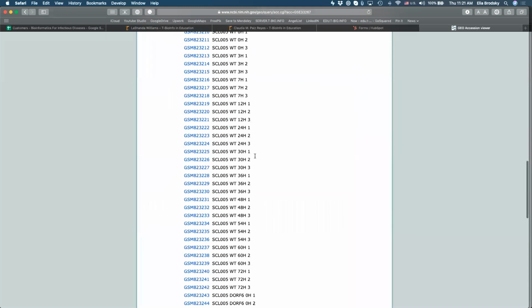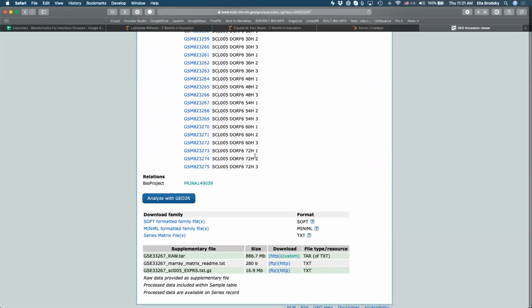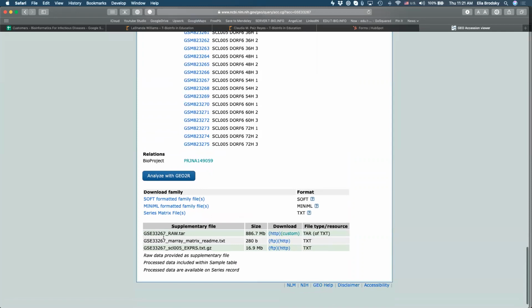and show you where is the actual data and what could be done with the data to analyze it. So here you can see the expression values right here. You can see it's the biggest file. It's or actually not the biggest one, but it's got 16 megabytes. And you can click here on HTTP.